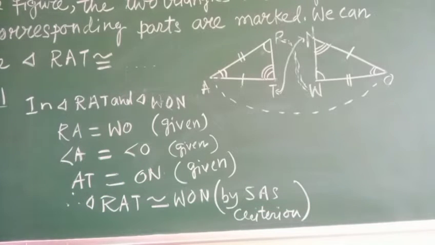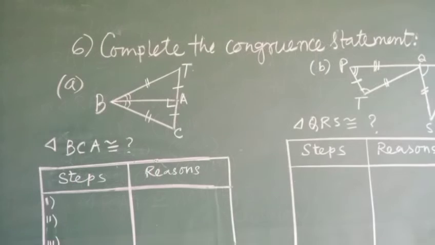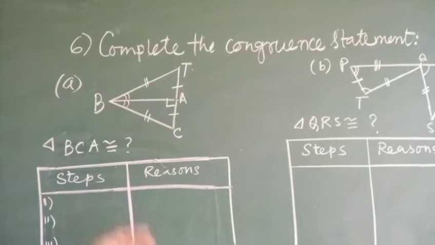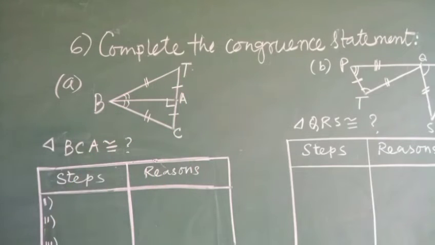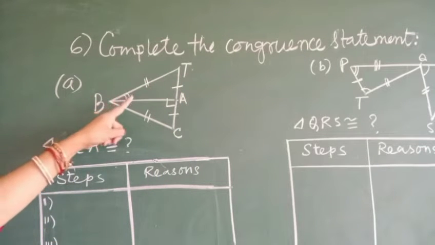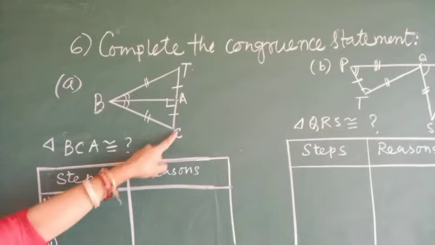Okay students. Now question number 6. Complete the congruence statement. Can you see the diagram clearly? One figure is given, a triangle is given actually, BCT.